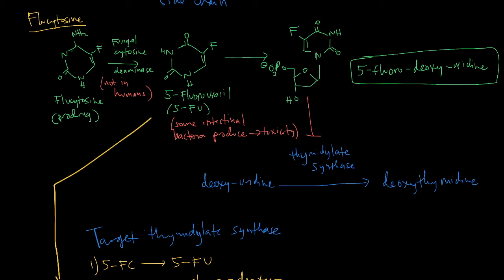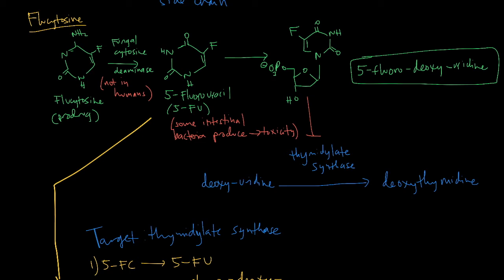The deaminase part comes in because it deaminates, or removes, the amine at the top of flucytosine and converts it to an oxygen in 5-fluorouracil. So that's how you get the name fungal cytosine deaminase, and that's how you might remember it. And fungal cytosine deaminase is not found in humans, so that's how you get the selectivity for fungal cells.